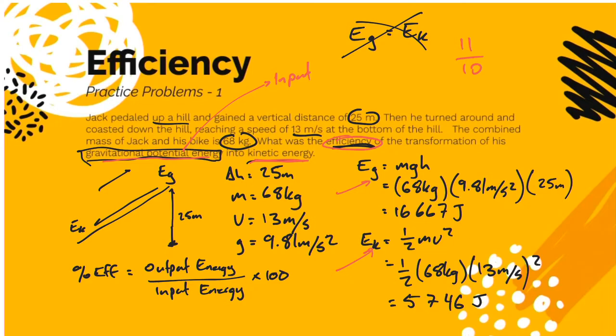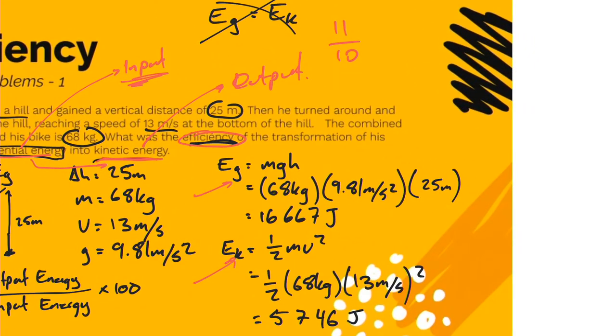So the gravitational potential energy, that comes first. That's our input energy because that's what we started off with. And we converted it from gravitational potential energy to kinetic energy. So that is our output. So now we can plug them in. I'm going to put this over on the side here so you guys can see it. So our output energy, OE, is our kinetic energy. And our input energy is our gravitational potential energy.